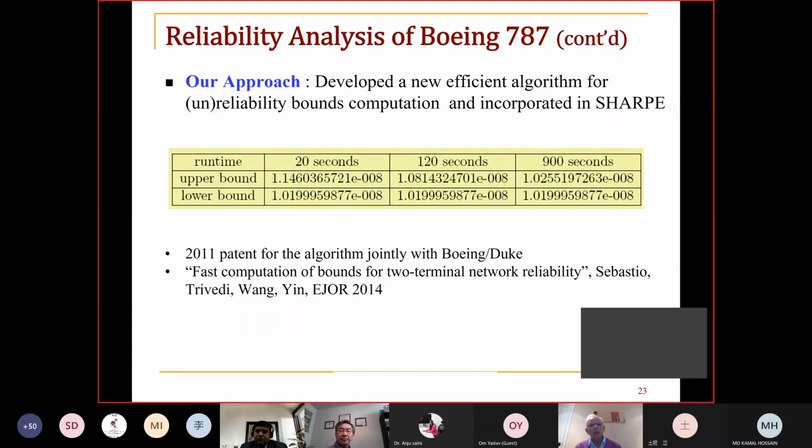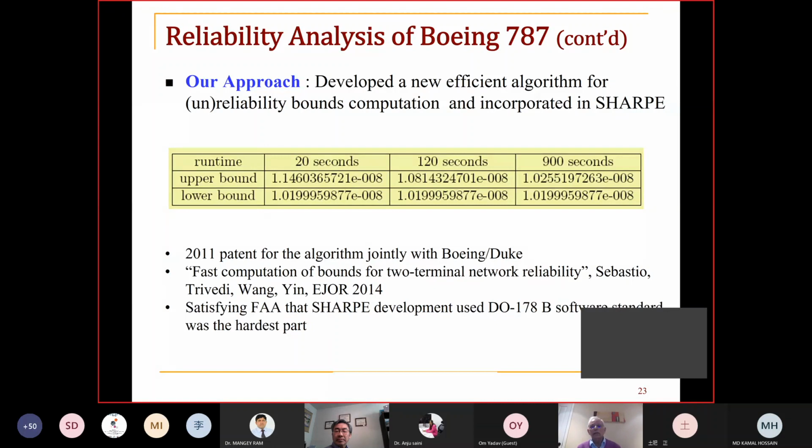After this problem was solved, they took it to Boeing, to the FAA, the Federal Aviation Administration, and they said, fine, but now tell us what tool was used to do this computation. They said they used SHARPE via IRAP. They asked, was SHARPE developed using this DoD standard called DO-178B for developing software?